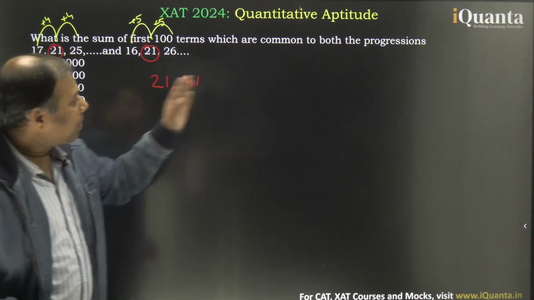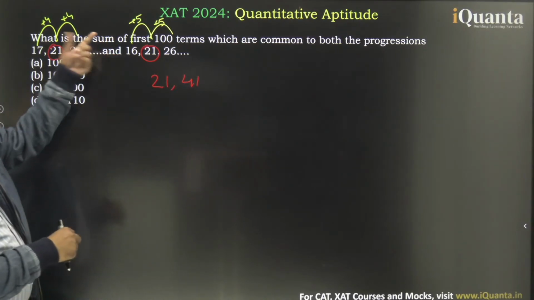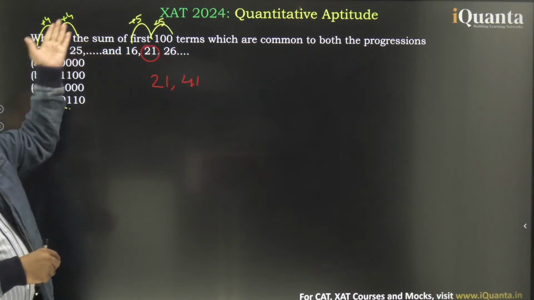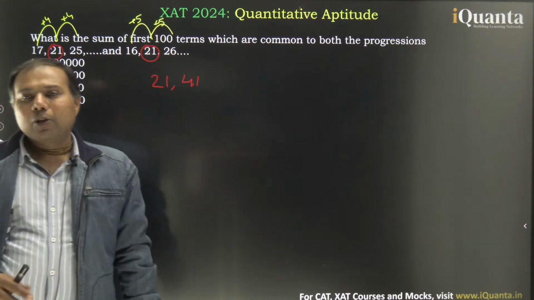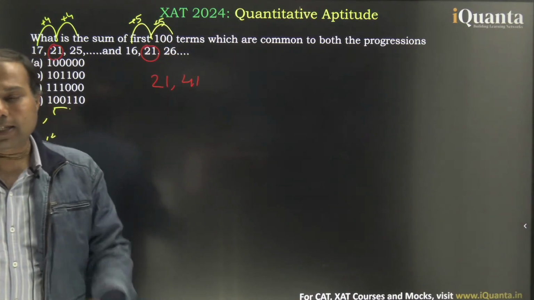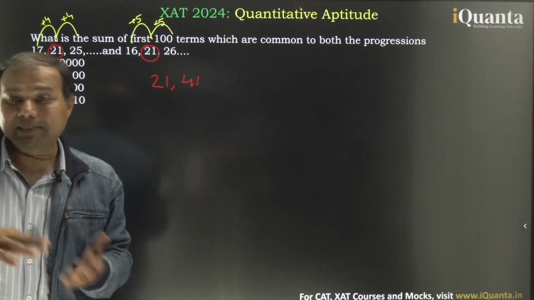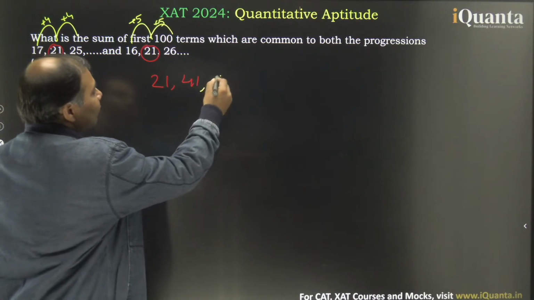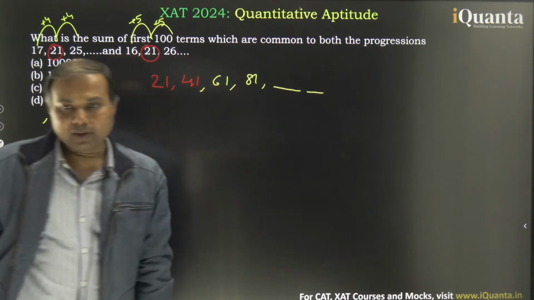Now the next common term, wherever it will be fulfilling the gap, it will be having a gap which is a multiple of 4 and also a multiple of 5. So the common difference of the common term sequence will be the LCM of 4 and 5, that is 20. That's right. So 21, 41, then obviously next one will be 61, 81 and so on. So these are the terms, right?